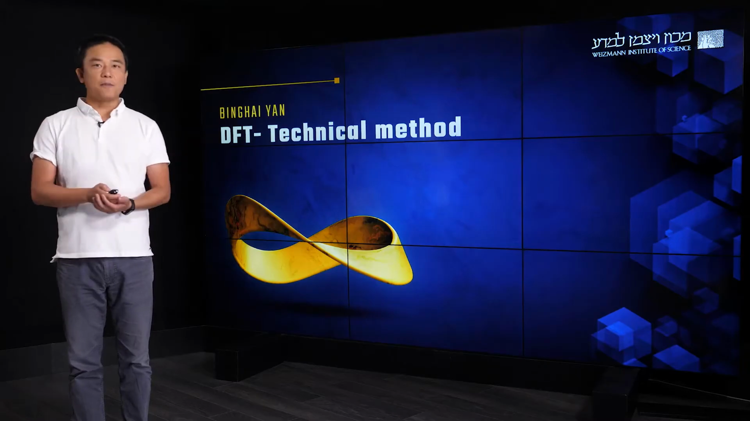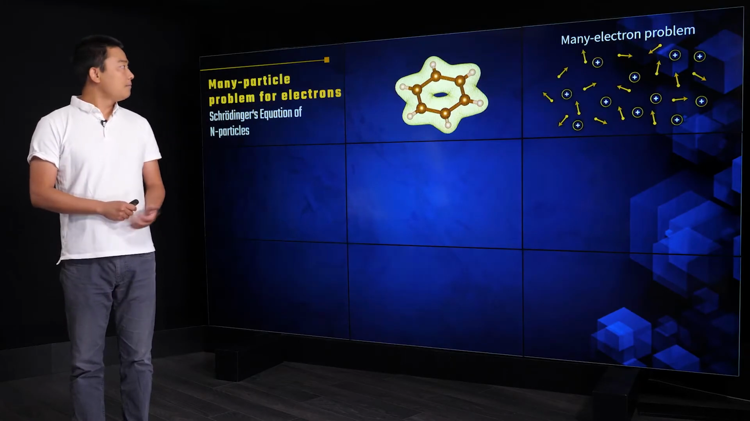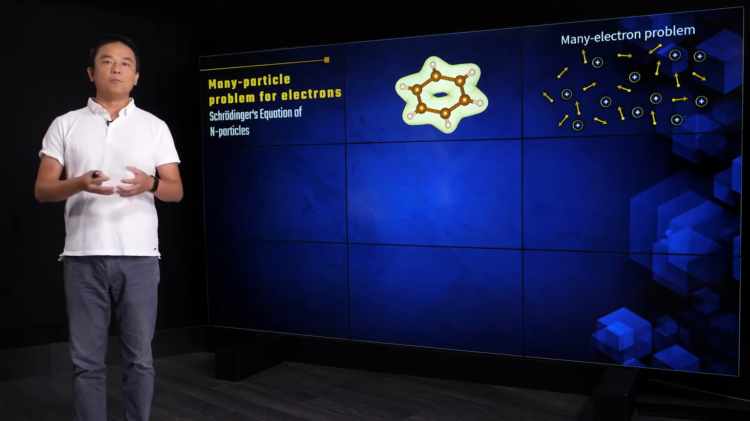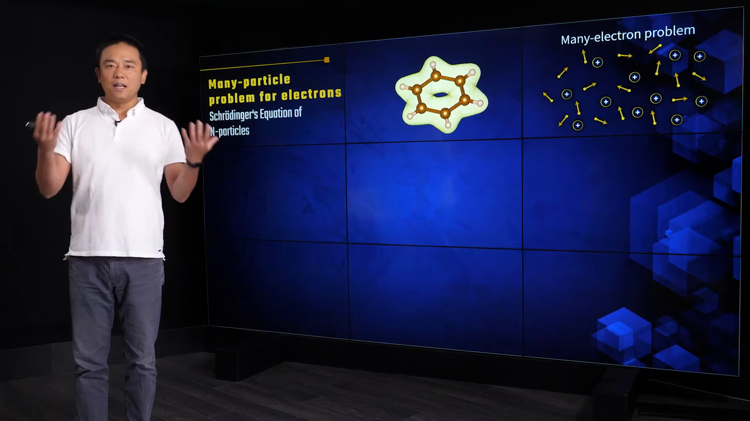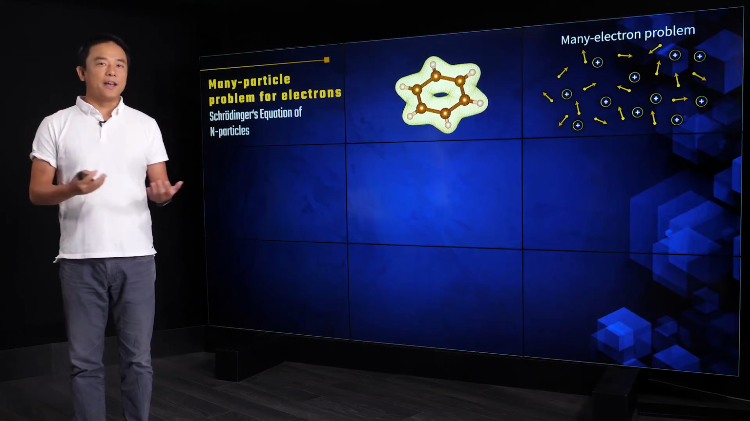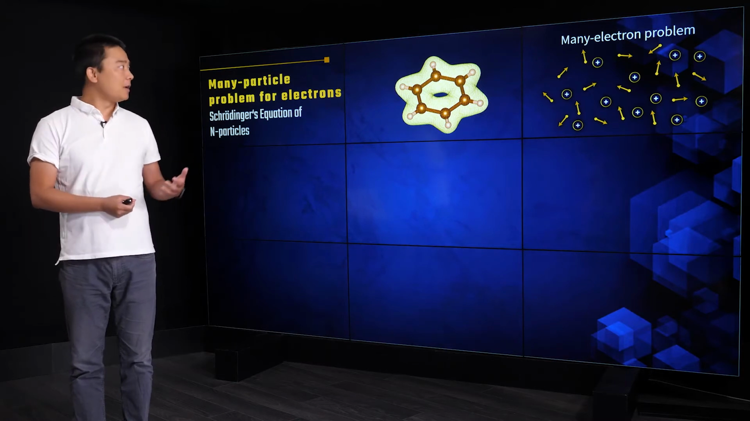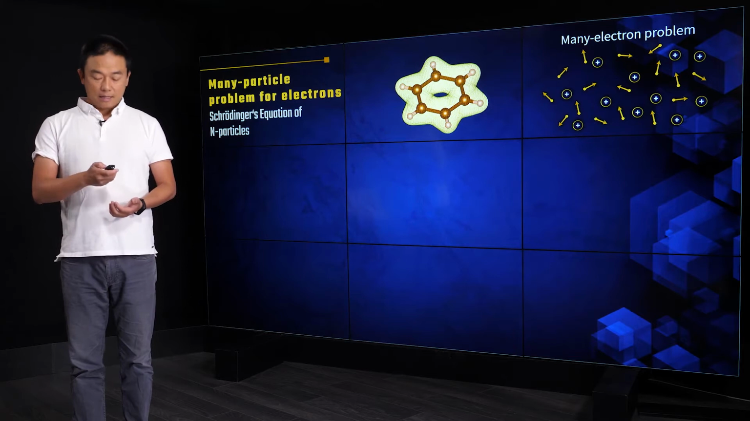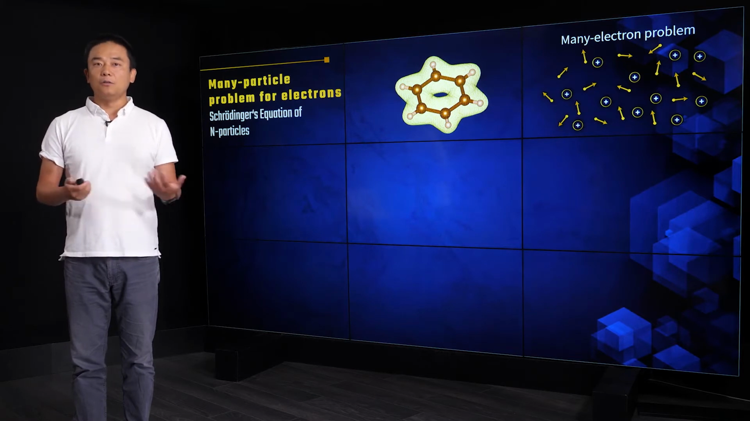The most well-known tool is density functional theory, the DFT method. In a general many-body question, in a solid, most of the materials we study have many electrons, more than millions or billions of electrons and atoms. This is the typical many-electron problem, or many-body problem. So how do we solve it?